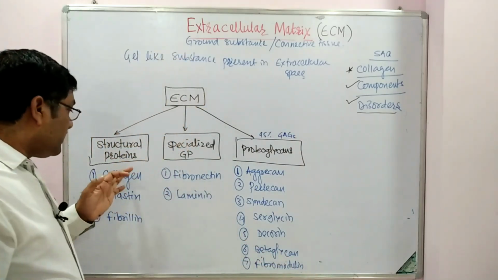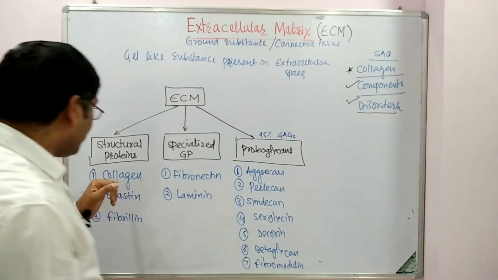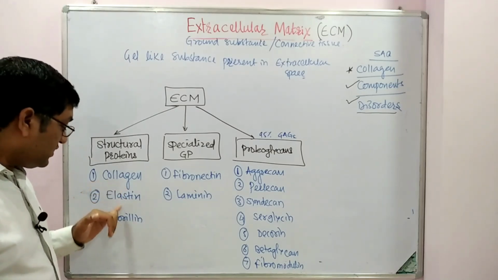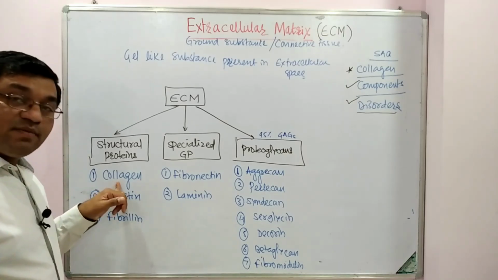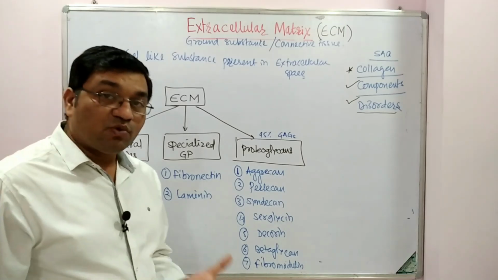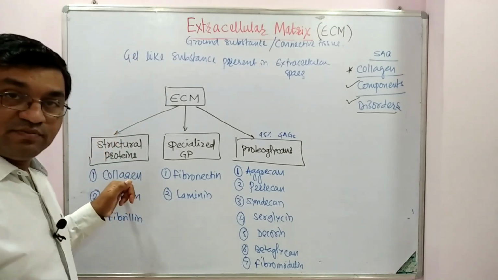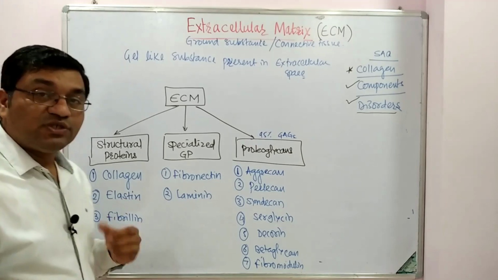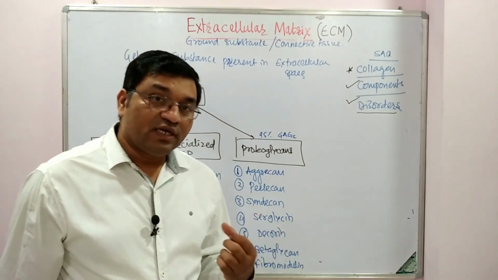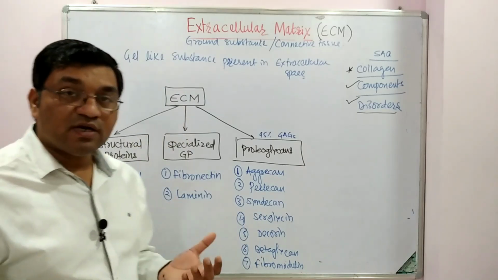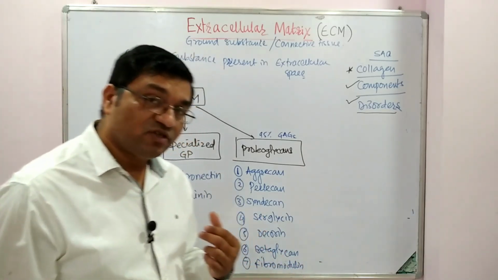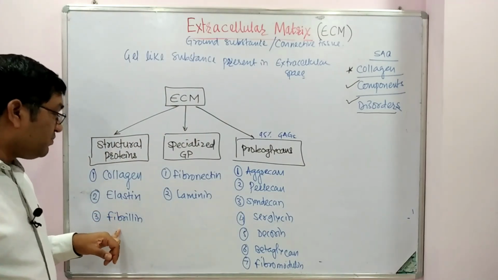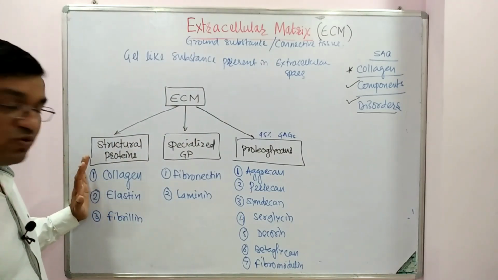Now, these are the various structural or fibrous proteins: collagen, elastin, fibrillin. Collagen is the most abundant protein found in animals. Then elastin is present in elastic tissues, for example lung. It is responsible for elasticity of lung, blood vessels and tendons. So collagen, elastin and fibrillin are the structural fibrous proteins.